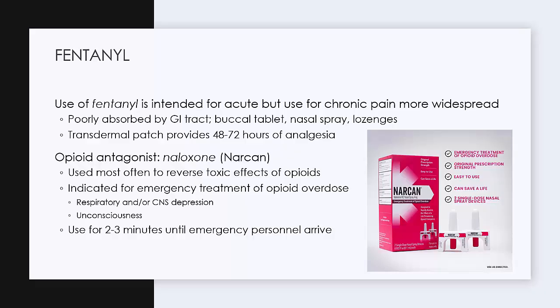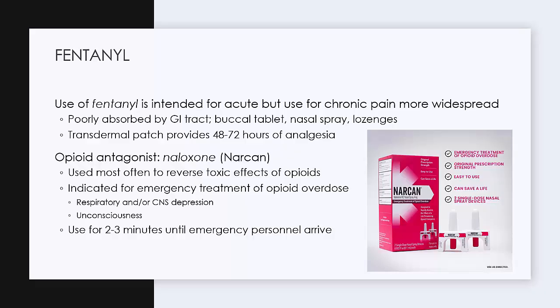Naloxone, also known as Narcan, is indicated for the emergency treatment of opioid overdose as manifested by respiratory or central nervous system depression. Opioid antagonists, particularly naloxone, have been established in the treatment of opioid-induced toxicity. Naloxone is administered intranasally or intramuscularly and is intended to be administered immediately as an emergency rescue drug.